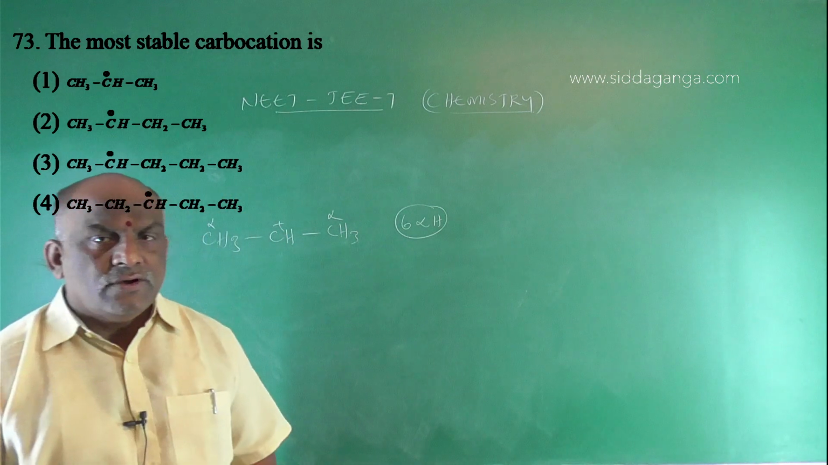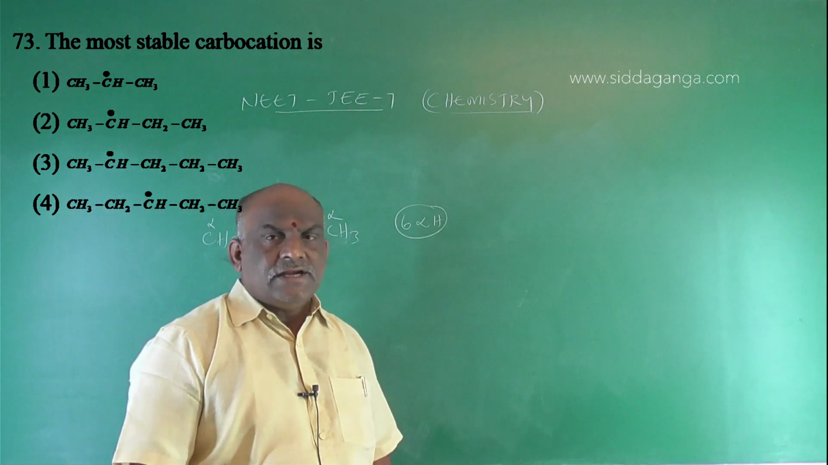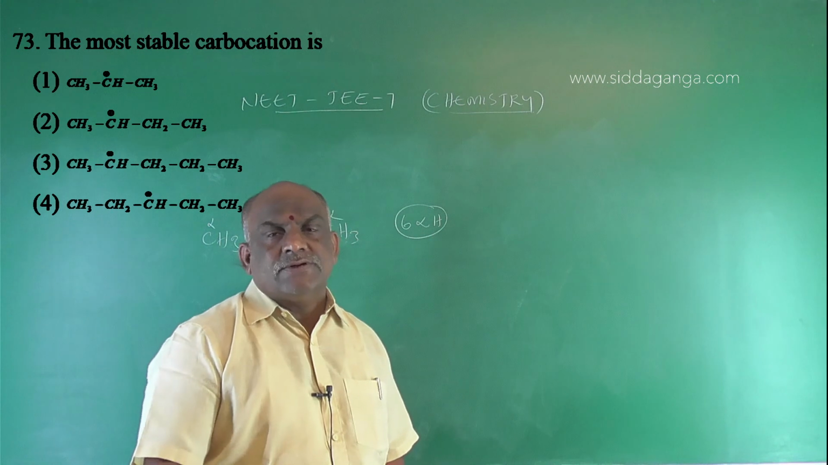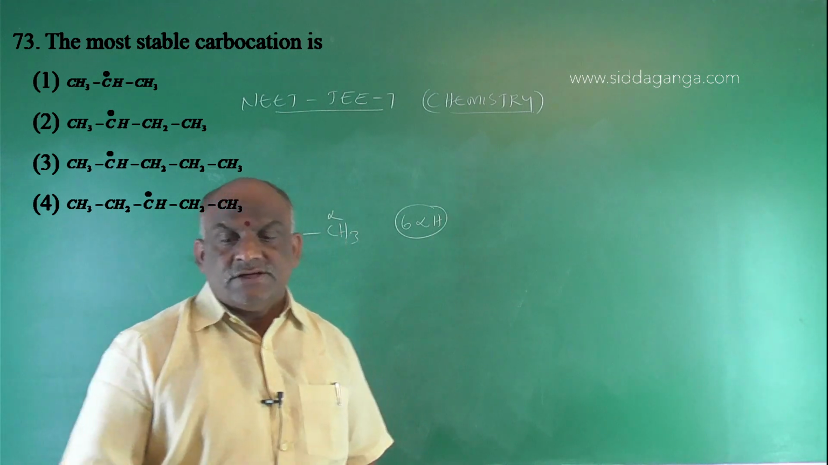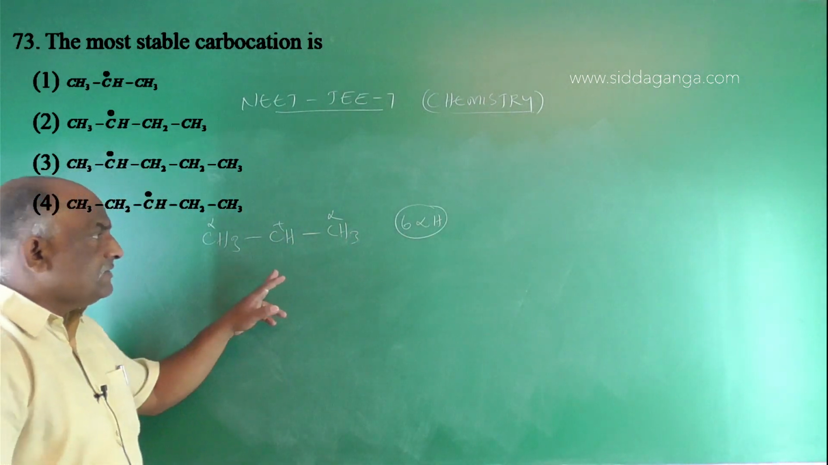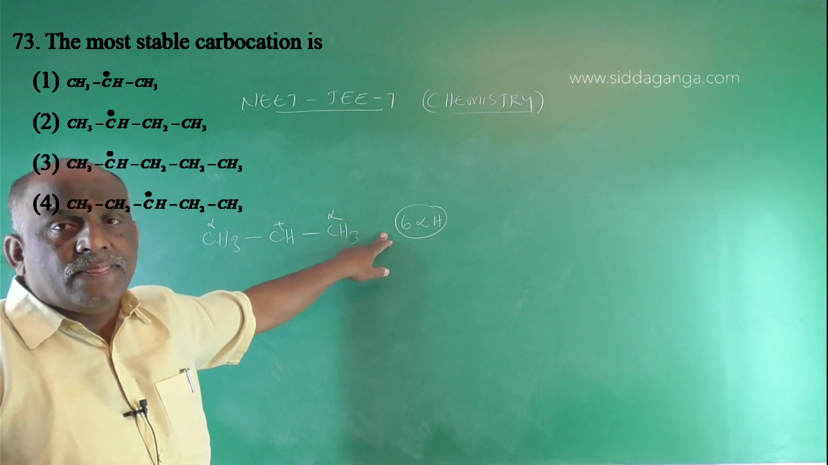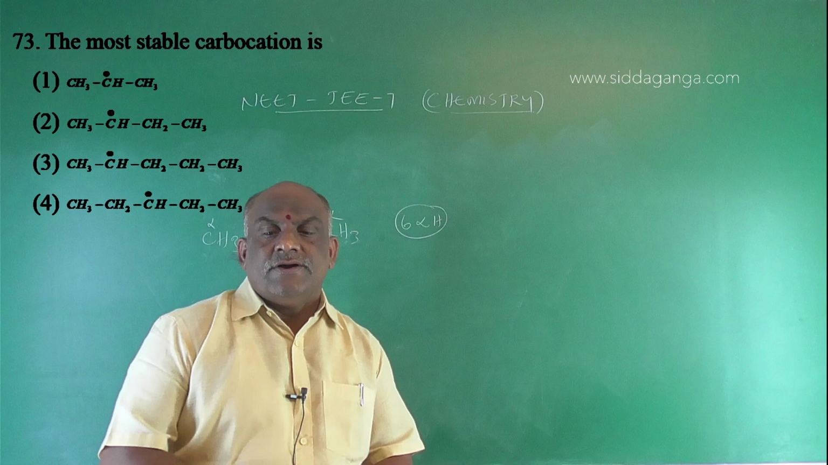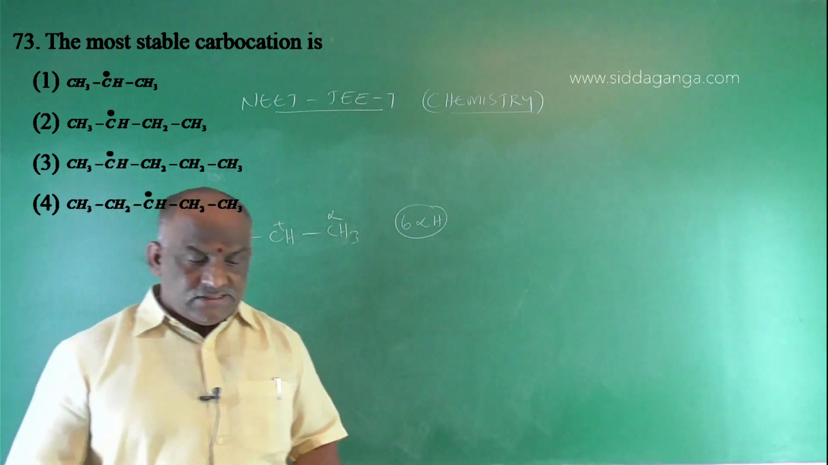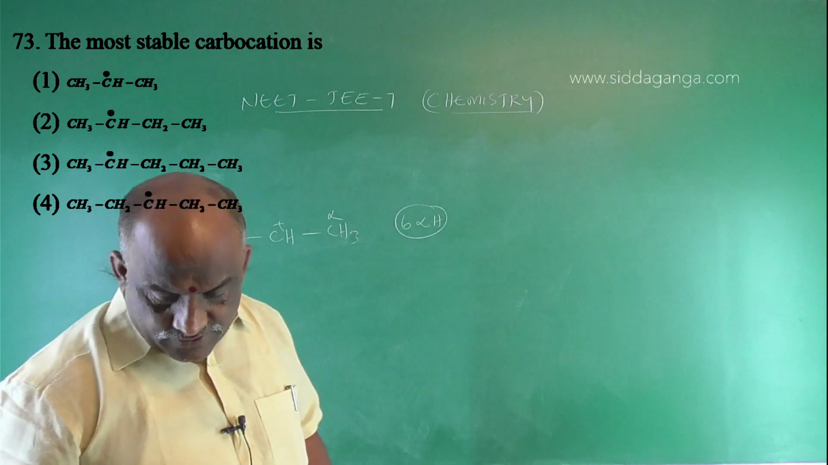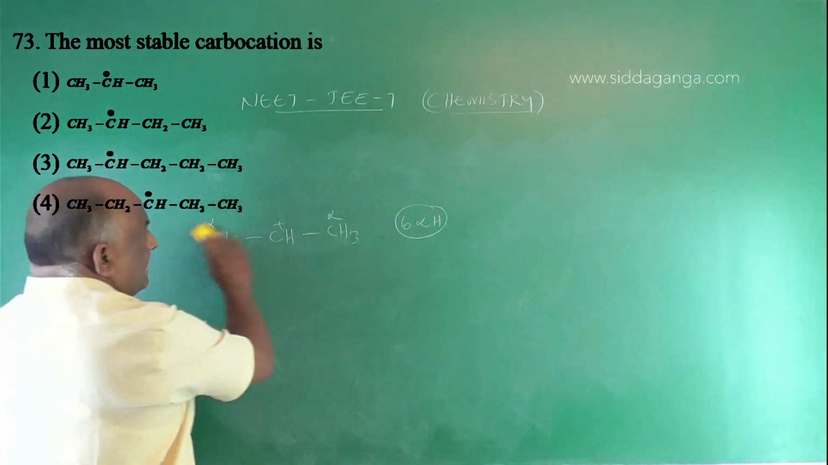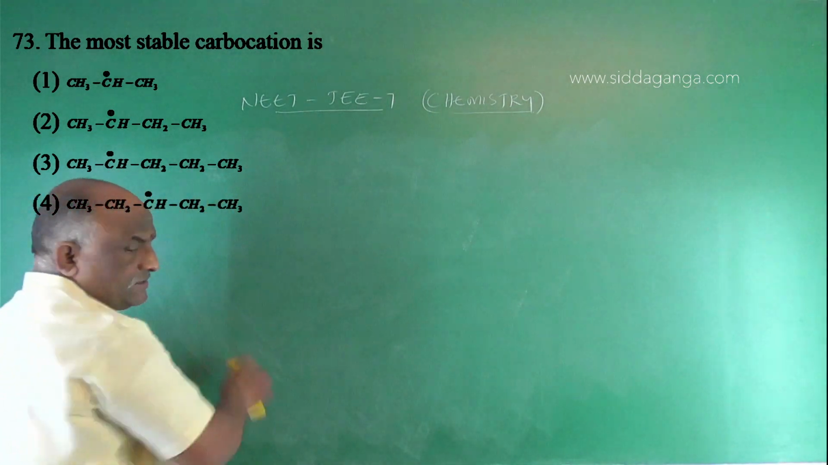Once you look at the right side and left side with respect to the C plus, those hydrogens are said to be alpha hydrogens. In case 1, 6 alpha hydrogens are there, so it is more stable. As the number of alpha hydrogens increases, stability increases. So the first option is right for this question: CH3, CH plus, CH3.